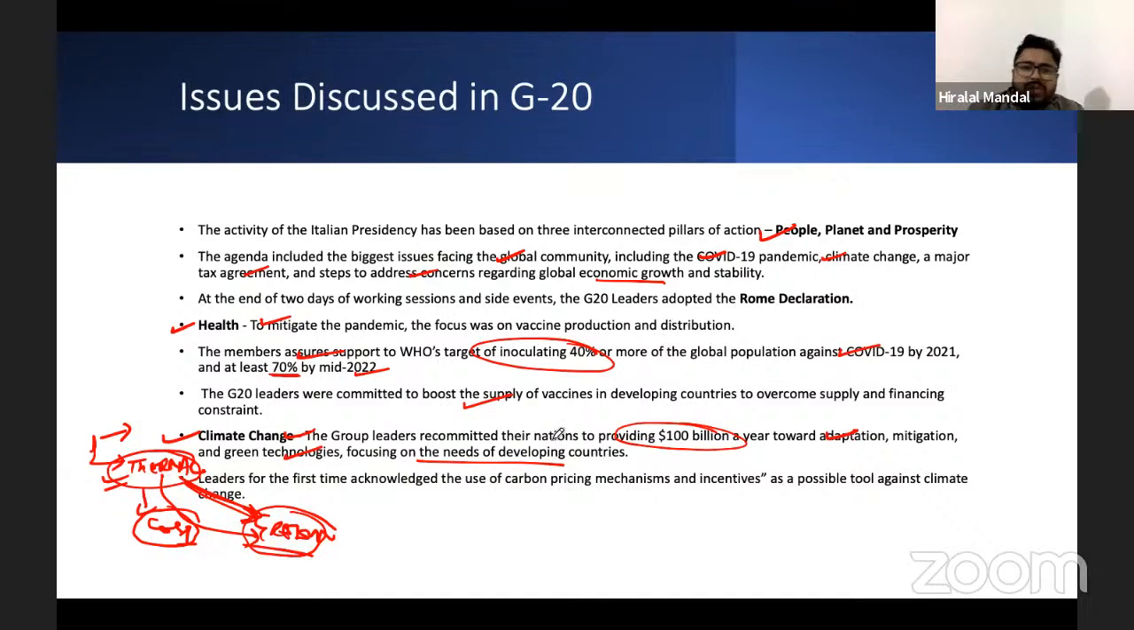Okay, so they have also acknowledged the use of carbon pricing mechanisms. I've already discussed these topics in one of the previous lectures, so please go to the previous lecture and try to understand the issues related to the carbon pricing mechanism. Okay, so all these are the issues that have been discussed.